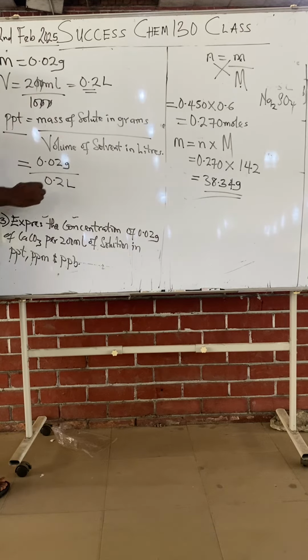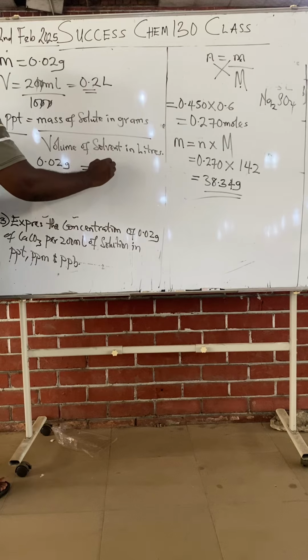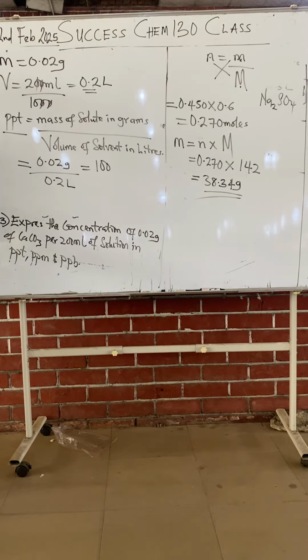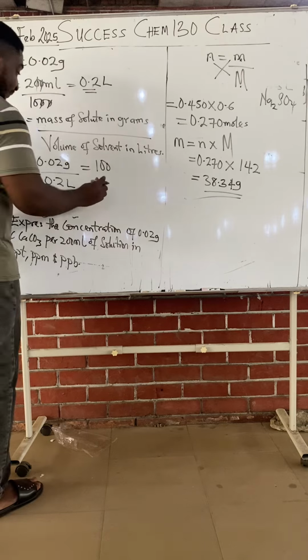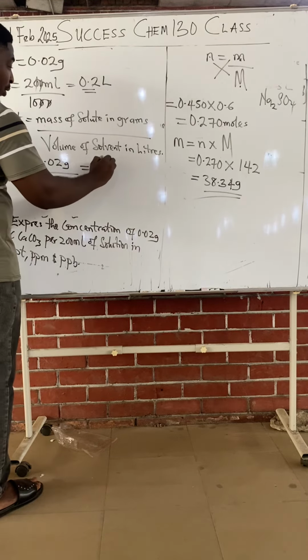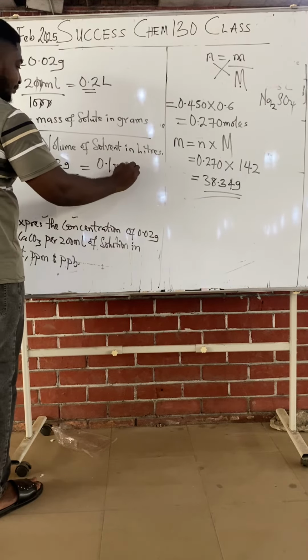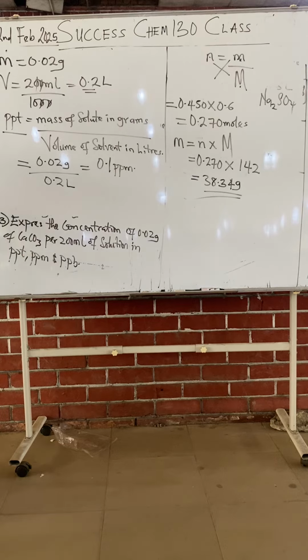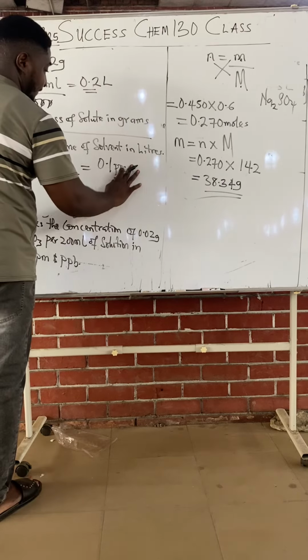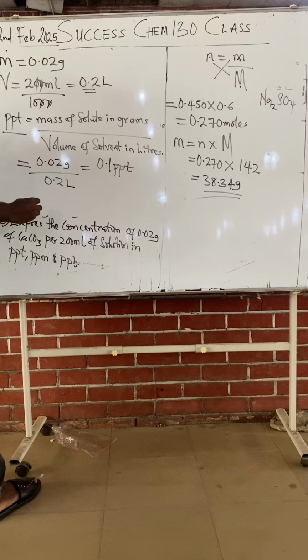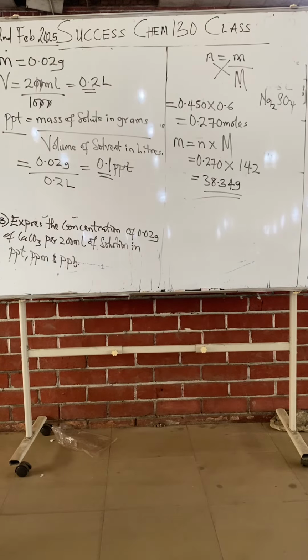So 0.02 divided by 0.2 looks like 100. Someone should check. 0.02 divided by 0.2 is 0.1. So we've gotten our PPT, the mass concentration, 0.1. Now, the next one says we should find PPM.